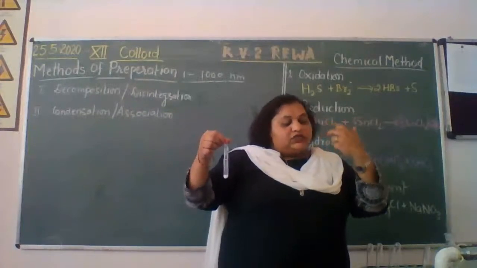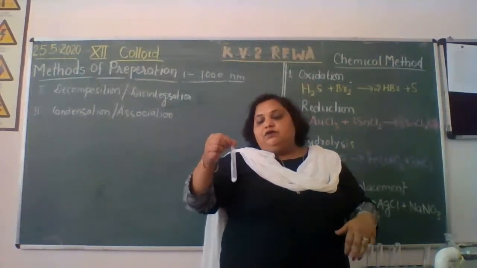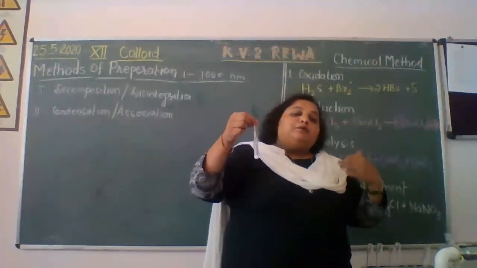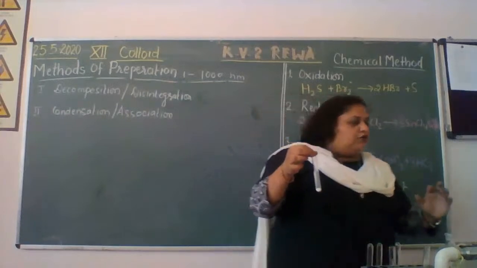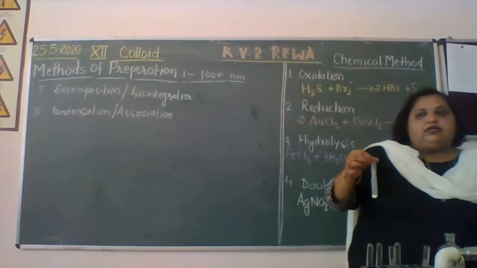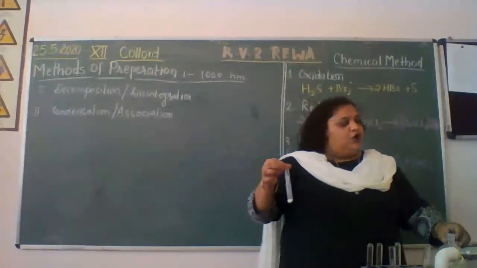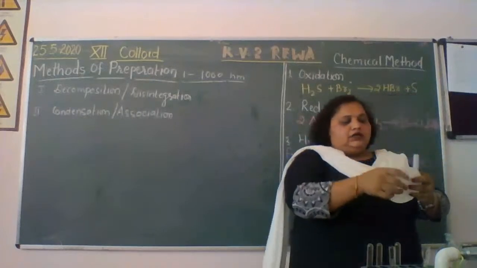Now, your intention is not to obtain the precipitate. Your aim, your objective is to prepare the colloidal solution of iron. So, for that sake, what you have to do, you have to filter out this precipitate. You have to filter this precipitate. I'm taking it.